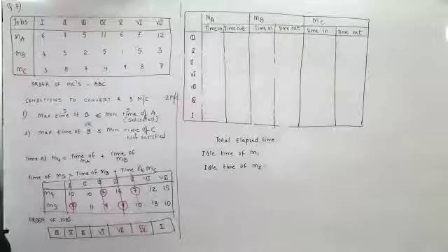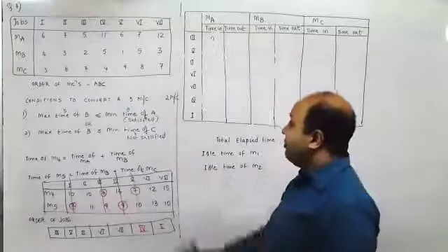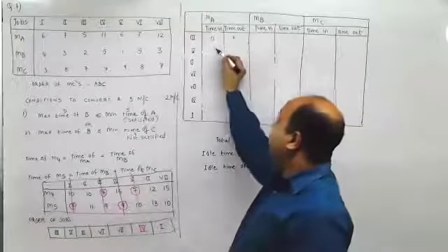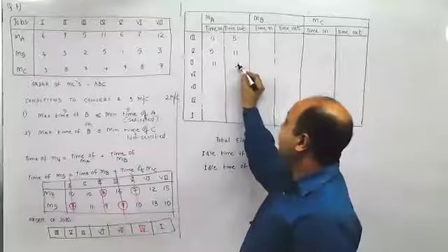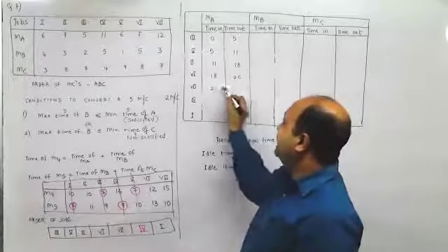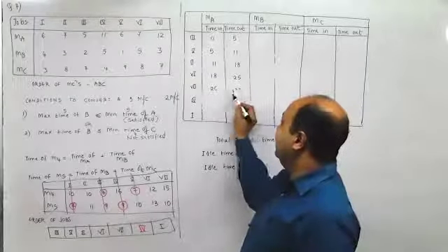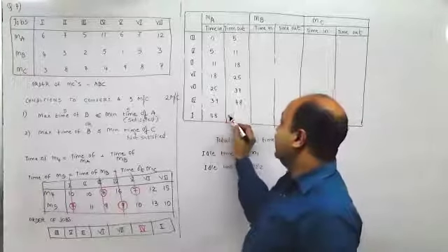Time in. First one, 0. First row, 5, 5. Fifth one, 11, 11, 18. This is sixth one, 25, 25. Seventh one, 37, 37. Fourth one, 48, 48. This would be 54.